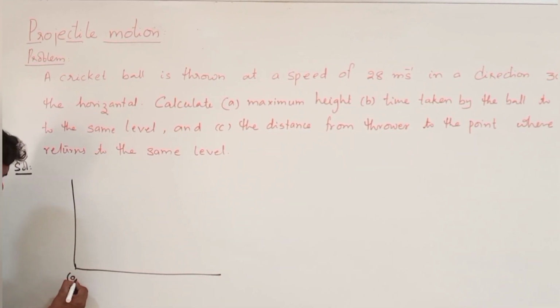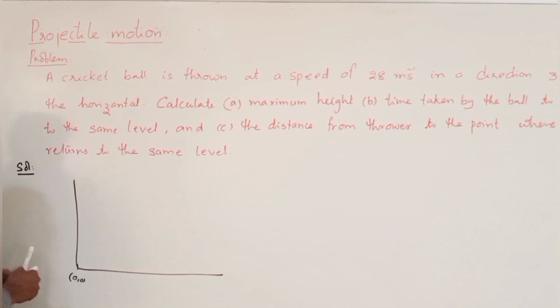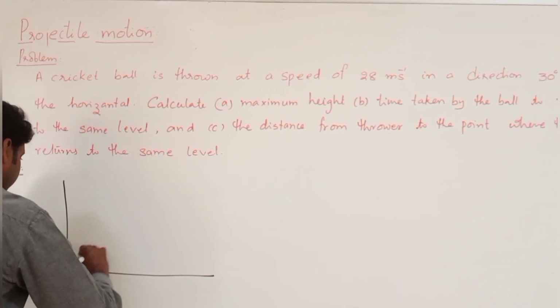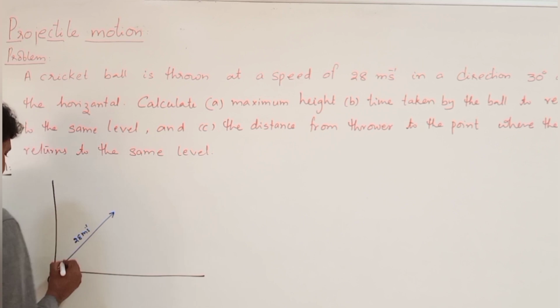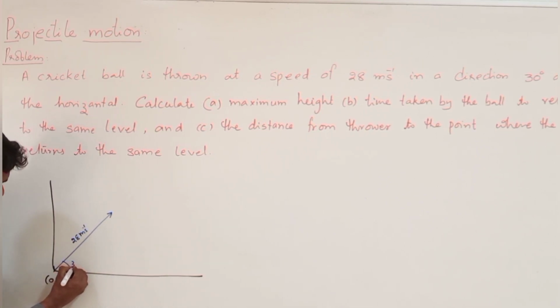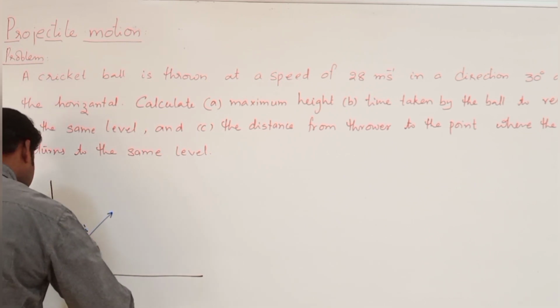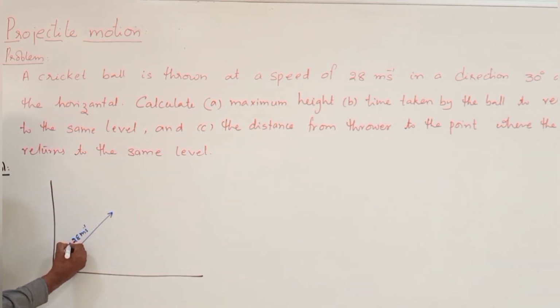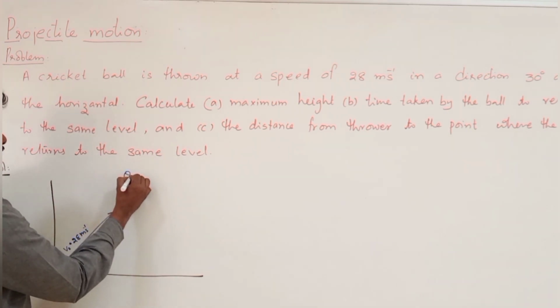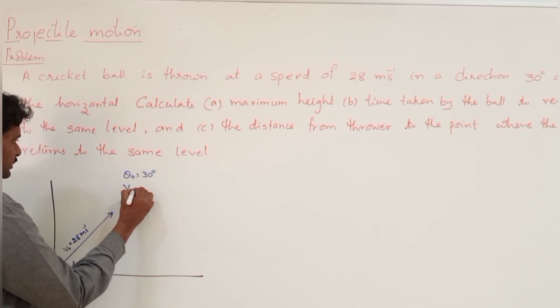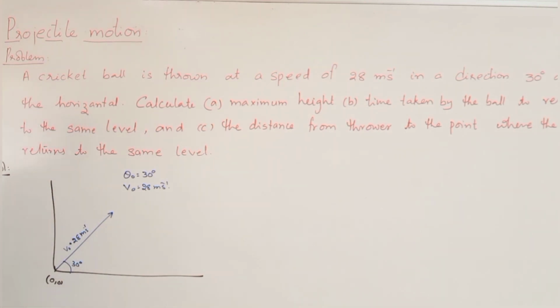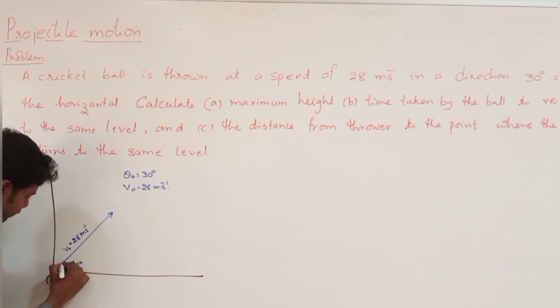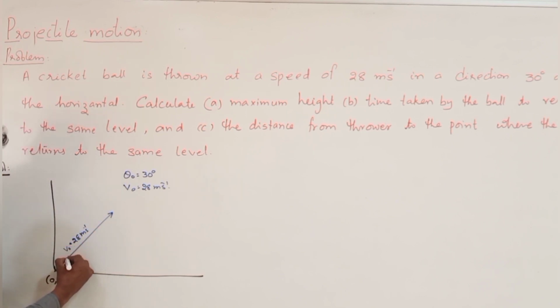This is origin 0, 0. Now a ball has been thrown with a speed of 28 meters per second, making an angle of 30 degrees. So this is called V naught. V naught is equal to 28 meters per second. Now theta naught is equal to 30 degrees. Now first, what we have to calculate is the maximum height reached by the cricket ball.